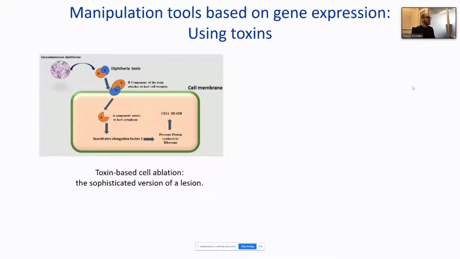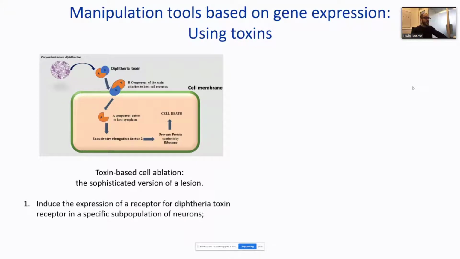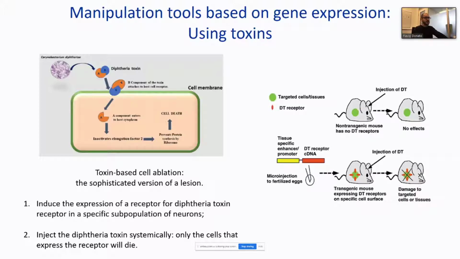And then you can inject the toxin so that only the neuron that expressed the receptor will be able to bind this toxin, internalize it, and induce cell death. So this is actually a very nice way to kill a specific population of neurons and test the impact that that population of neurons has on behavior. Again, after you've done your manipulation. So this is the schema here.